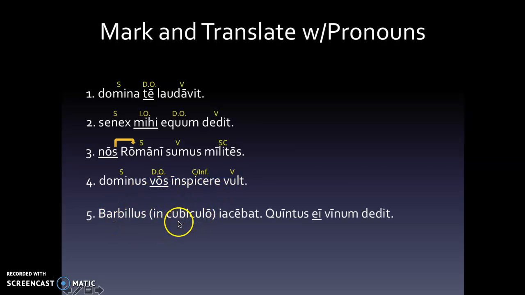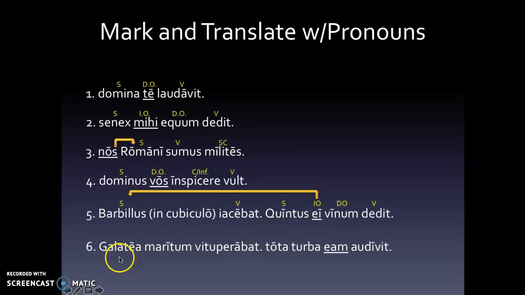We've got a prep phrase here. Here's our pronoun, nominative, subject, verb, another nominative, subject. Ei is dative, so it's our indirect object. Vinum, direct object. Dedit is the verb. Ei is referring all the way back to Barbilus. So Barbilus was lying in the bedroom. Quintus brought him wine. Or you could say Quintus brought wine to him.